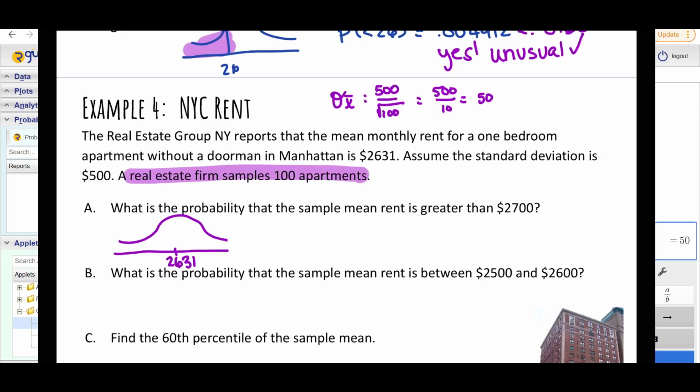Okay, so what's the probability that the sample mean rent would be greater than 2,700? So 2,700, we'll say, is right here. Greater would go that way. So again, we're doing a probability calculator, normal distribution, a mean of 2631, and a standard deviation of 50, not 500, 50. Okay, and we're doing above 2,700.